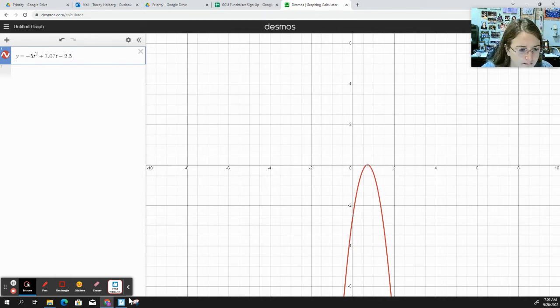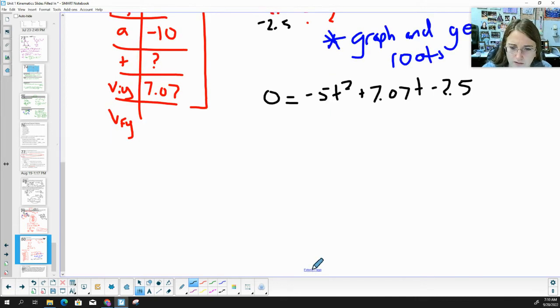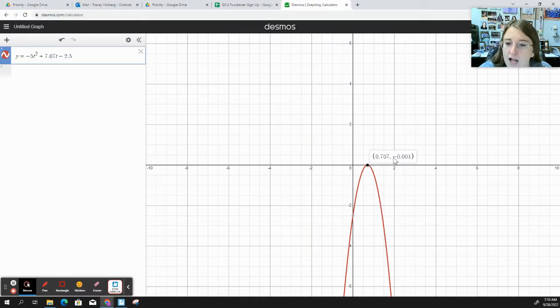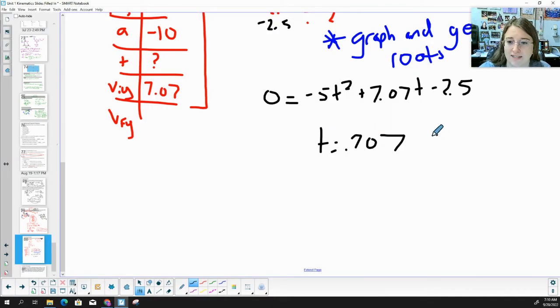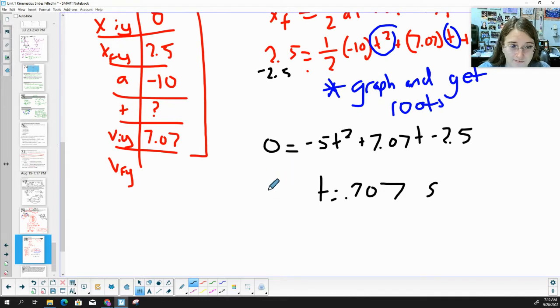Is that right? That should be our time. 0.707. That would make sense, I suppose. t equals 0.707, because that is our zero, wherever your x-intercept is. And that should make sense, actually. That should work out there. So 0.707 seconds, we can say that. So that is our time.